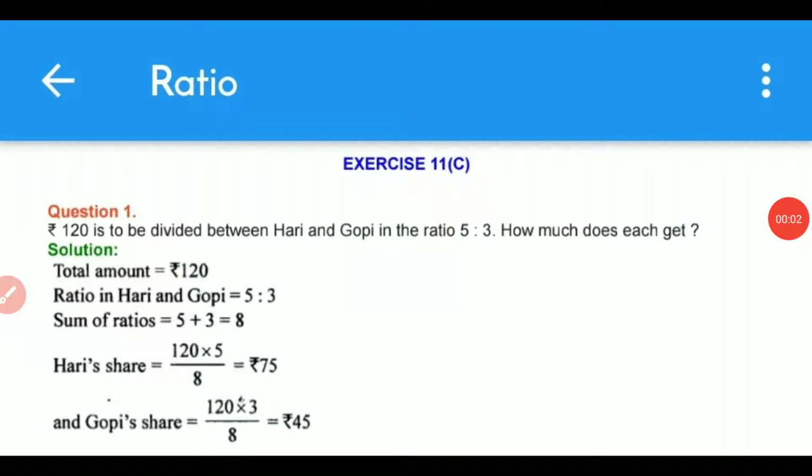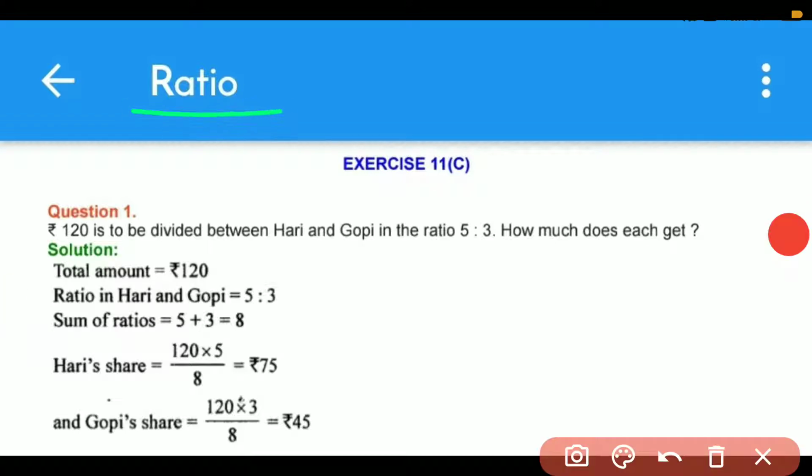This video is for class 6 mathematics and we are doing ratio exercise 11C. From this exercise we are doing the first 5 numerical problems, question number 1, 2, 3, 4 and 5. Please do it in your exercise book.